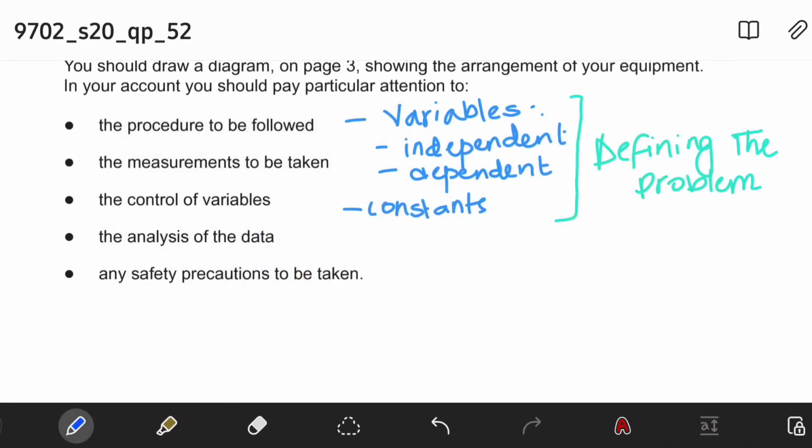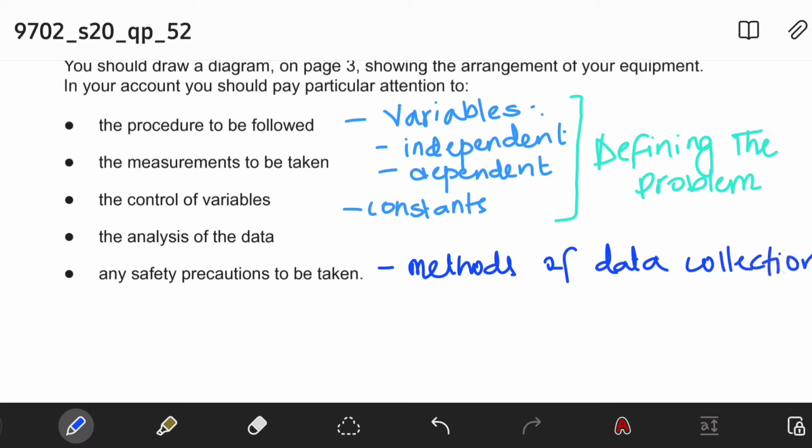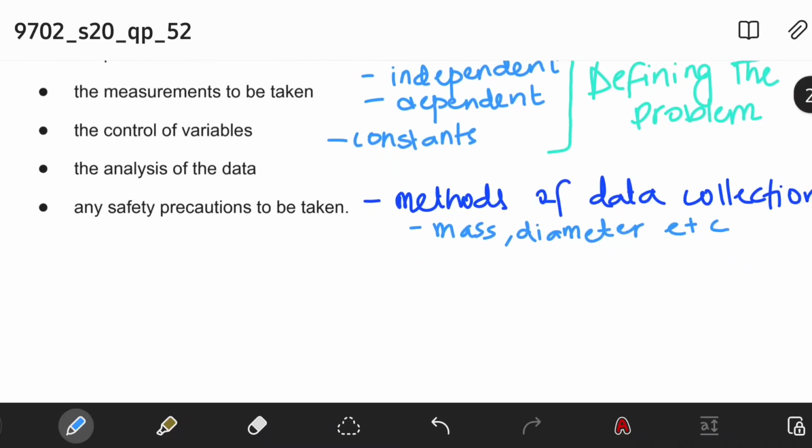Other than that, then we're supposed to write about methods of data collection. Meaning if you're measuring mass, for example, then how are you going to measure mass or the diameter, for example, that is being done in this question. So then comes the method of analysis.